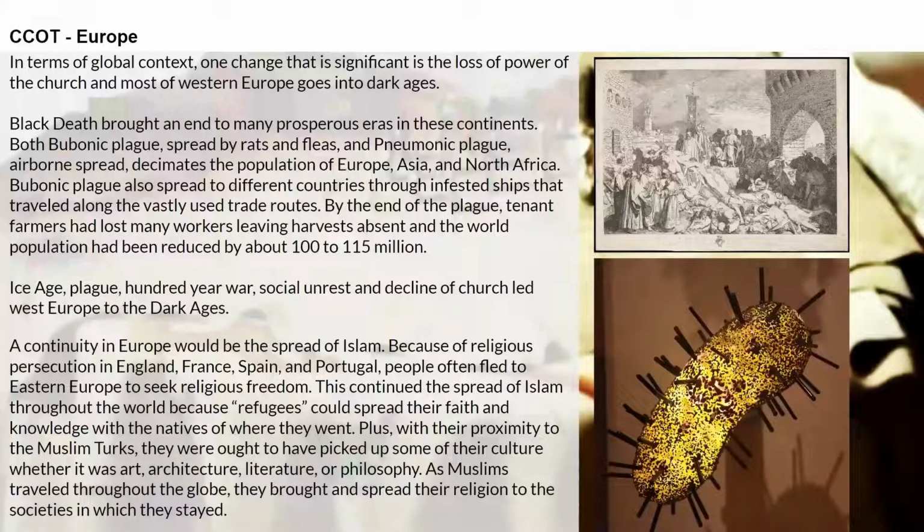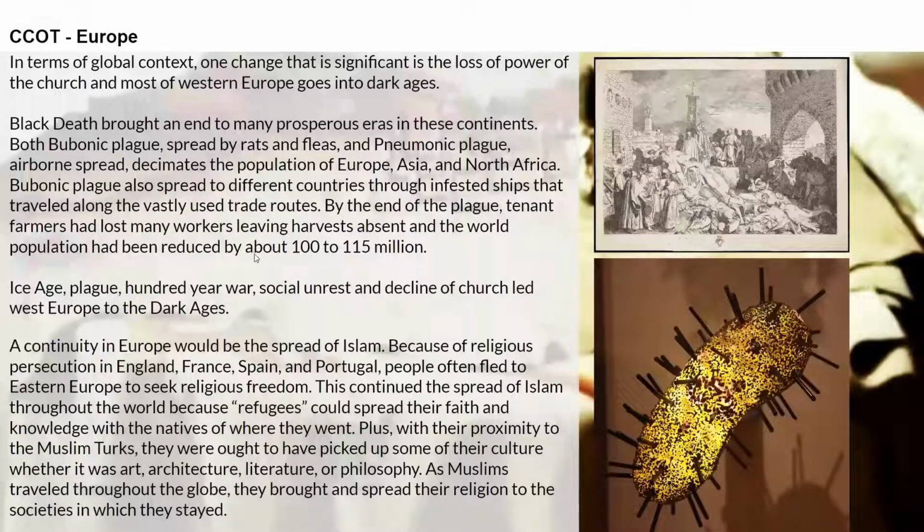Both the bubonic plague, spread by rats and fleas, and the pneumonic plague, airborne spread, decimated the population of Europe, Asia, and North Africa. Bubonic plague also spread to different countries through infested ships that traveled along the vastly used maritime trade routes. By the end of the plague, tenant farmers had lost many workers, leaving harvests absent, and the world population had been reduced by about 100 to 115 million. Some people say around 60 million people had died throughout Europe, although that source varies from around 40 to 60, which is quite a big difference.